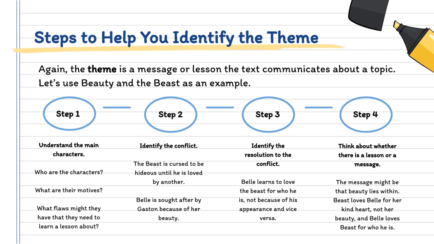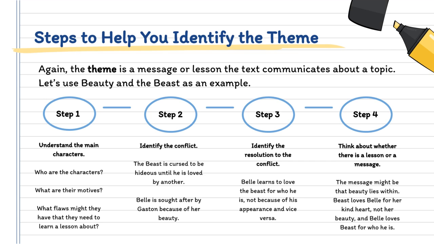And we do know their flaws. The Beast was very proud and he did not help others, and therefore he was cursed. And same with Gaston. He's very proud, and he only likes Belle because she's pretty. Nothing really else. And so they definitely have lessons that they both need to learn.